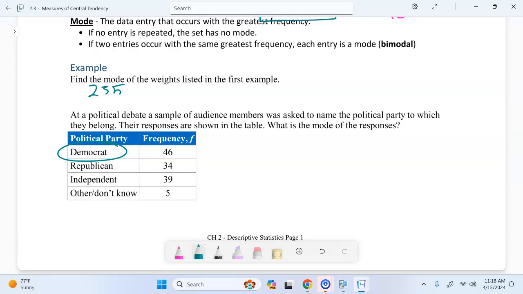If we have quantitative data, typically mean or median is going to be our best measure of center. But if I have qualitative data, Democrat, Republican, Independent, how do you find the median of those political parties? It doesn't make sense. You can't do that. How do I find the average of the political parties? I can't. It doesn't make sense. So mode is the measure of center that we can use with qualitative data. All three of them can be used with quantitative data.